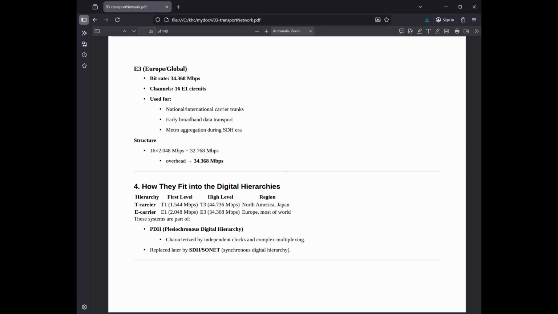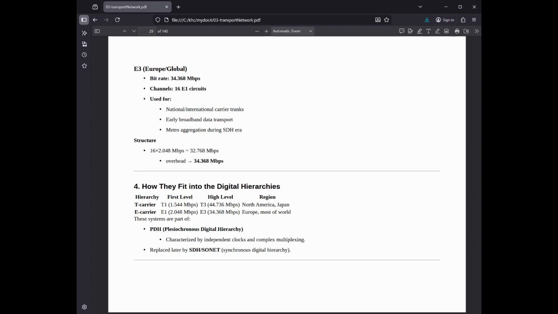Feature: T3, DS3; E3. Bitrate: 44.736 Mbps; 34.368 Mbps. Equivalent capacity: 28 T1s, 672 voice channels; 16 E1s, 480 voice channels. Common connector: BNC, coaxial; BNC, coaxial.